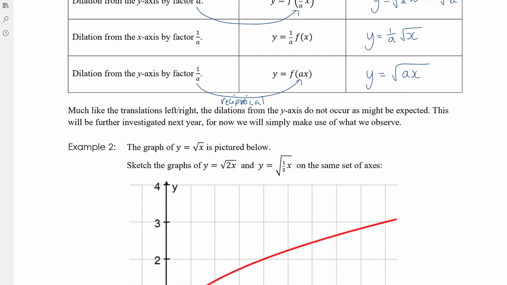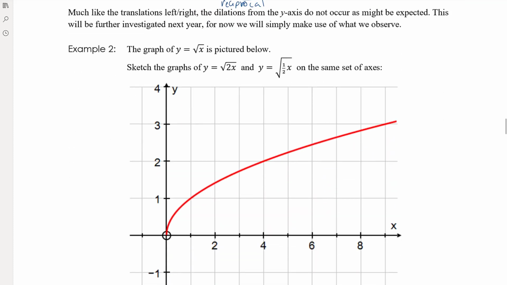Okay, so as I said, much like the translations left or right, the dilations from the y-axis don't occur as might be expected. We have to use the reciprocal. Again, we'll look at the algebra of why that happens next year. For now, we're just going to observe what we've seen with the graphs and seen that when we make n bigger, the graph squashes in. When we make n smaller, the graph stretches out.